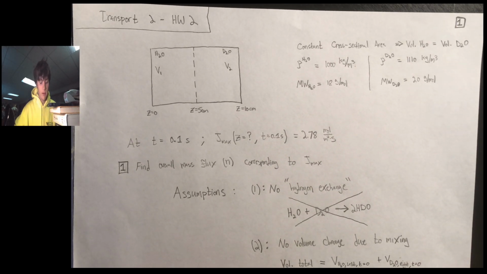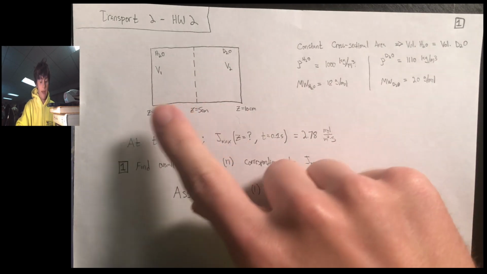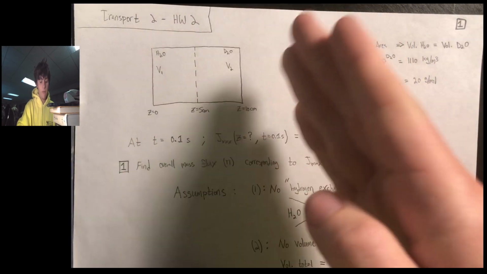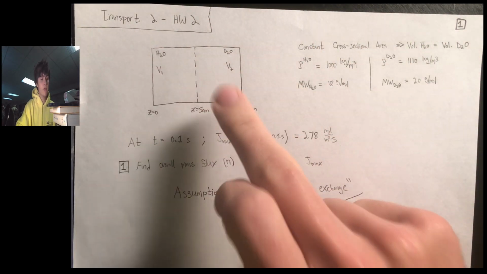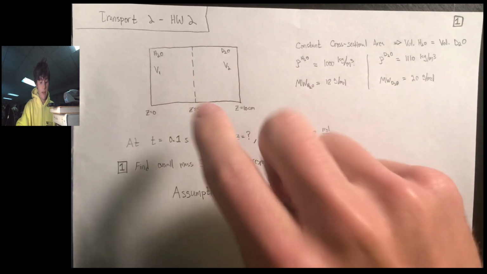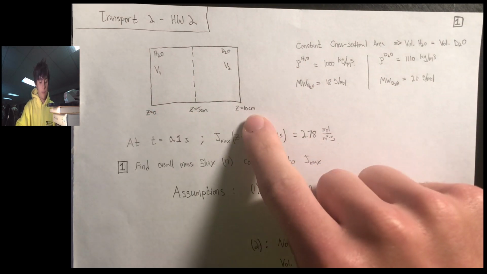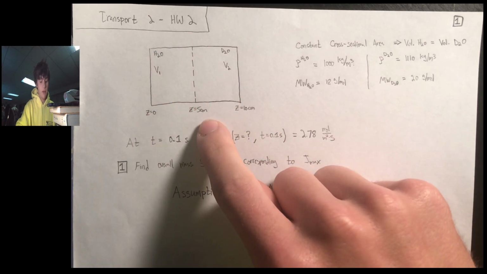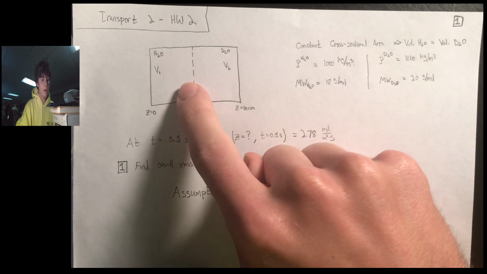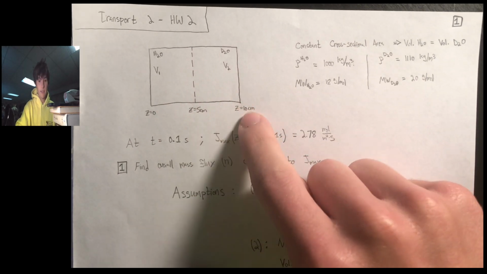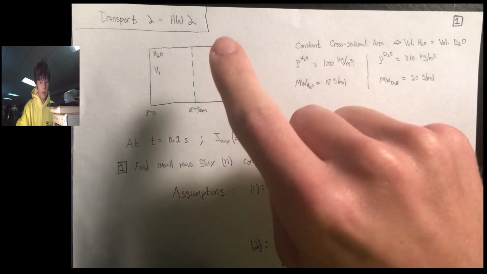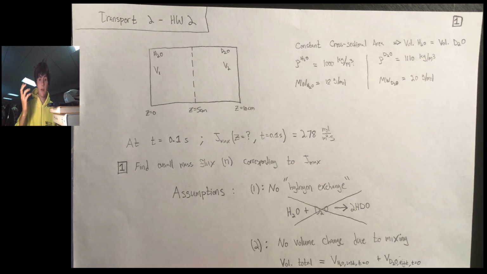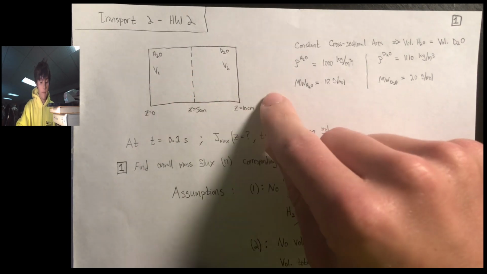So the problem we have here is that we have a capillary that is filled with equal volumes of water and deuterated water on the left and right hand sides. This capillary tube is 10 centimeters long, and from 0 to 5 centimeters we have pure water, and from 5 centimeters to 10 centimeters we have deuterated water, which is heavy water. It has higher density and a higher molecular weight than regular water.